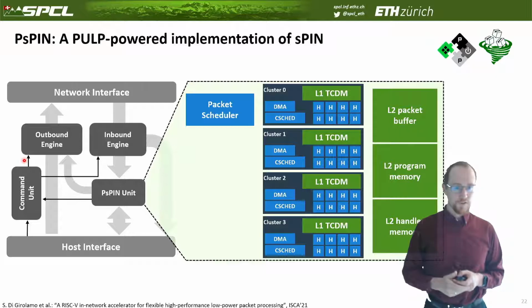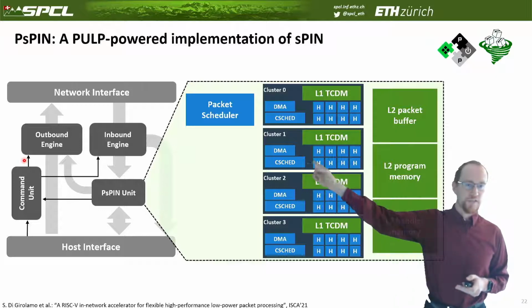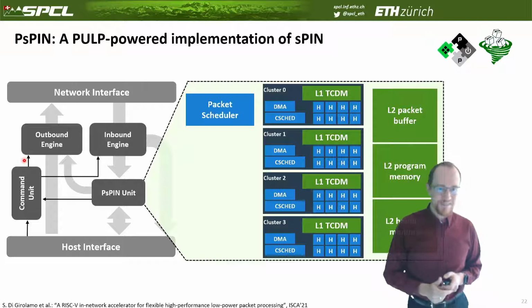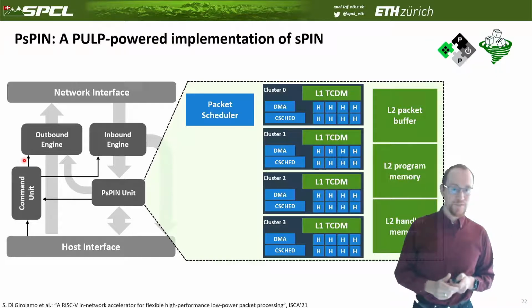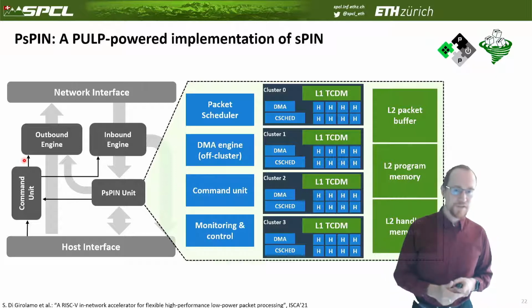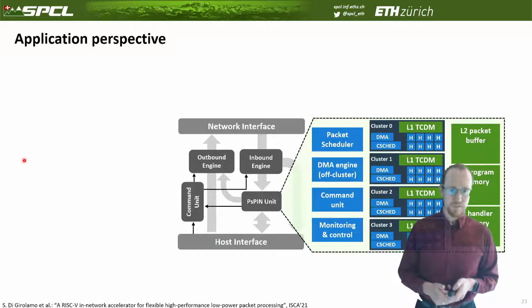Each of those 4 clusters has 8 cores. These are these small H's here. It has a DMA engine, a cluster scheduler, the C-SCAD, and a directly accessible, single cycle accessible TCDM memory. Then we have a DMA engine for off-cluster accesses, so we can actually communicate with the main CPU. We have a command unit where we can issue commands. And then there are, of course, the usual monitoring and control units as you have in any such block.